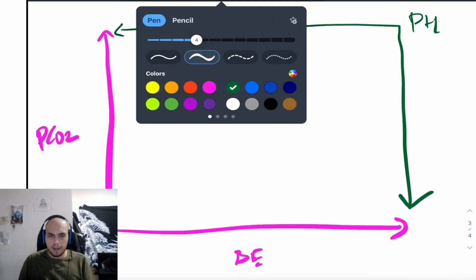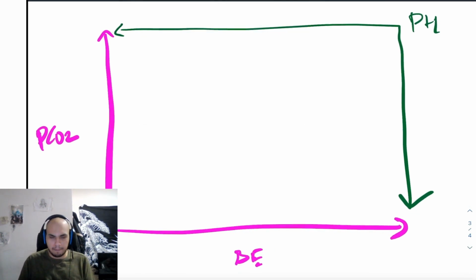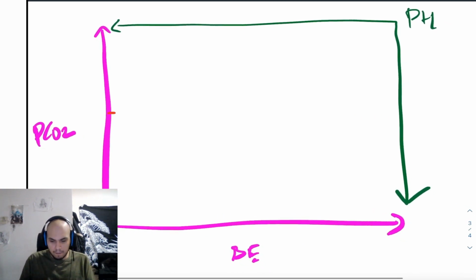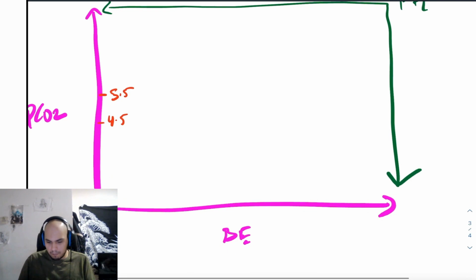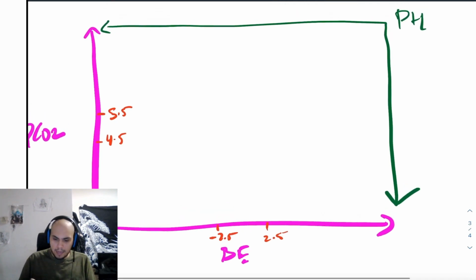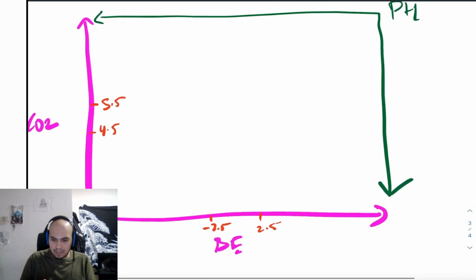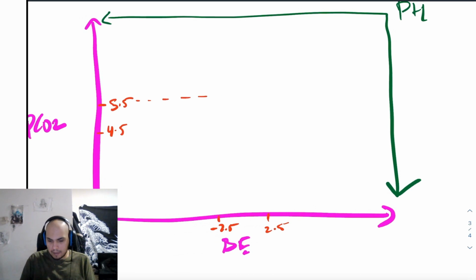So first, start off by plotting on the graph the physiological ranges of everything. Meaning in PCO2, it is 5, let's say 5.5 to 4.5. Base excess would be minus 2.5 and 2.5. Okay? And in the case of PCO2, you just simply draw a line like this.